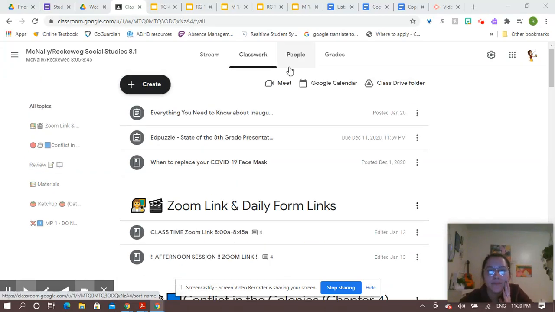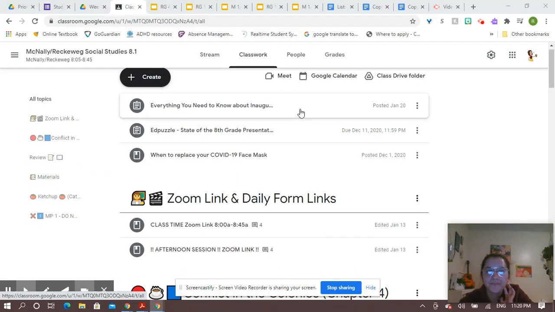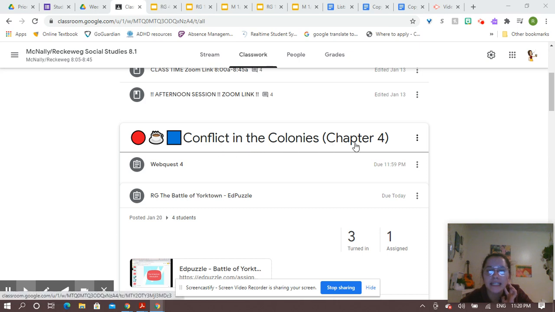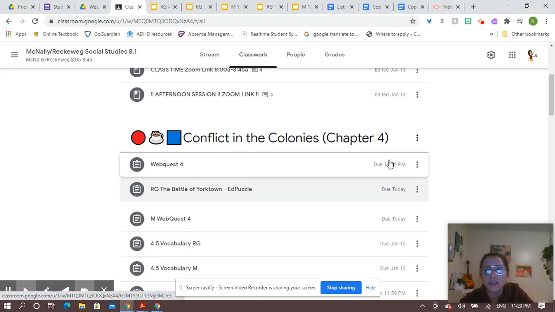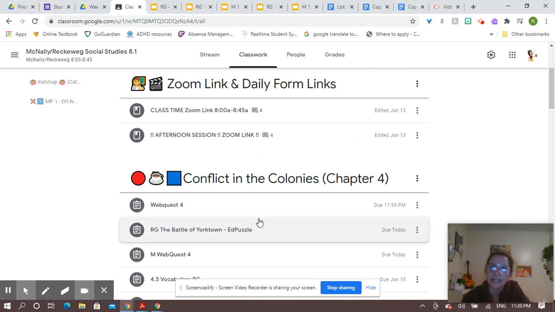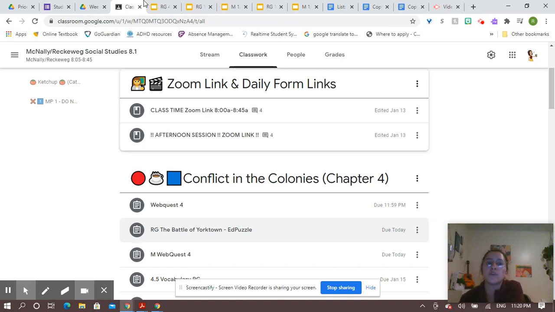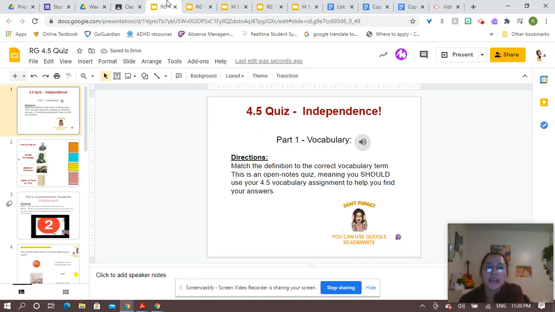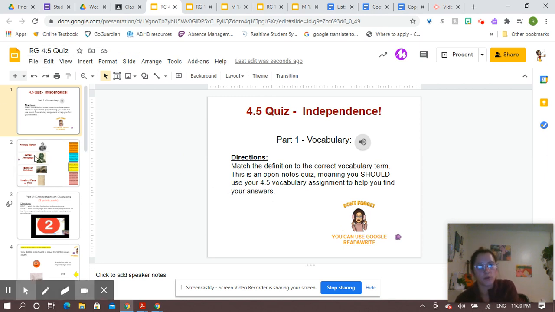Okay, for the quiz today, how you'll get there is you'll click classwork and then go under conflict in the colonies. It's not posted yet since the quiz hasn't happened yet, but you will see something that says 4.5 quiz. When you click it, you will open up something that looks like this, except it will say your name before RG 4.5 quiz.